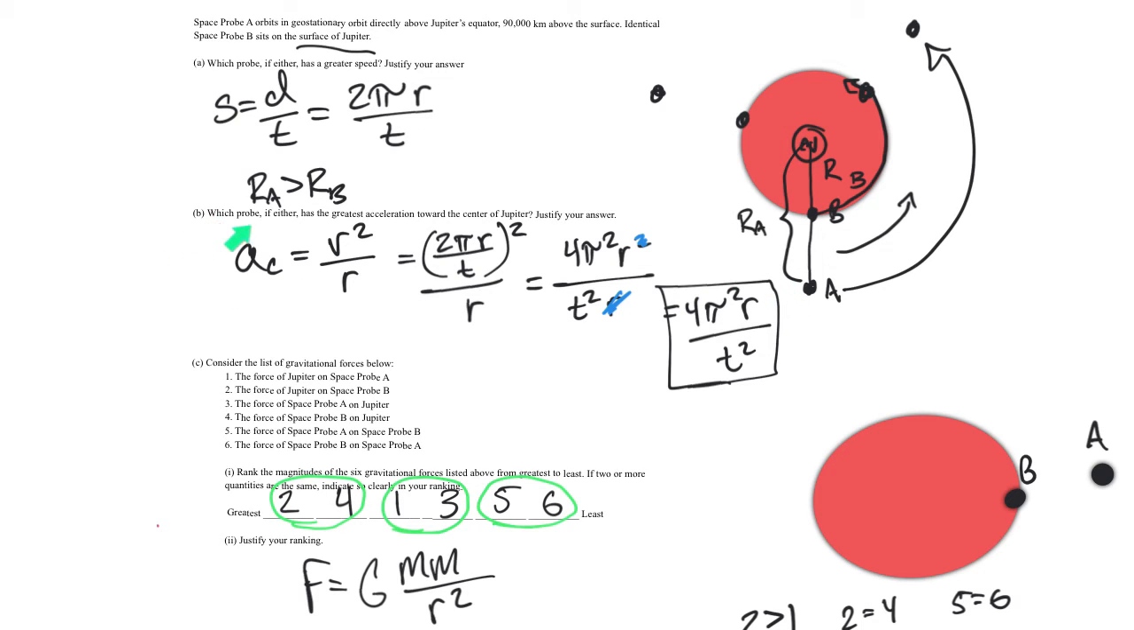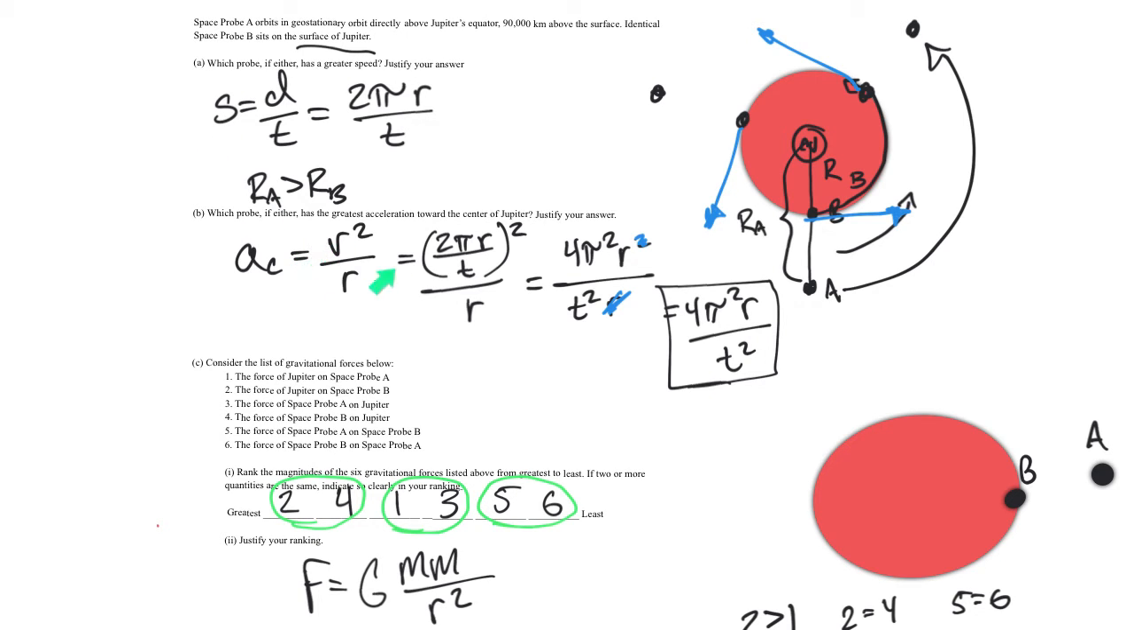Second part then: which probe, if either, has the greatest acceleration toward the center of Jupiter? So that is a centripetal acceleration, and centripetal acceleration is, again, velocity squared divided by r. My velocity is changing every second. So velocity is this way, and then it's this way, and then it's this way. It's not the speed that is changing, it's simply the direction, and that's why my velocity is changing. So that speed, which we calculate here, is the magnitude of my velocity.